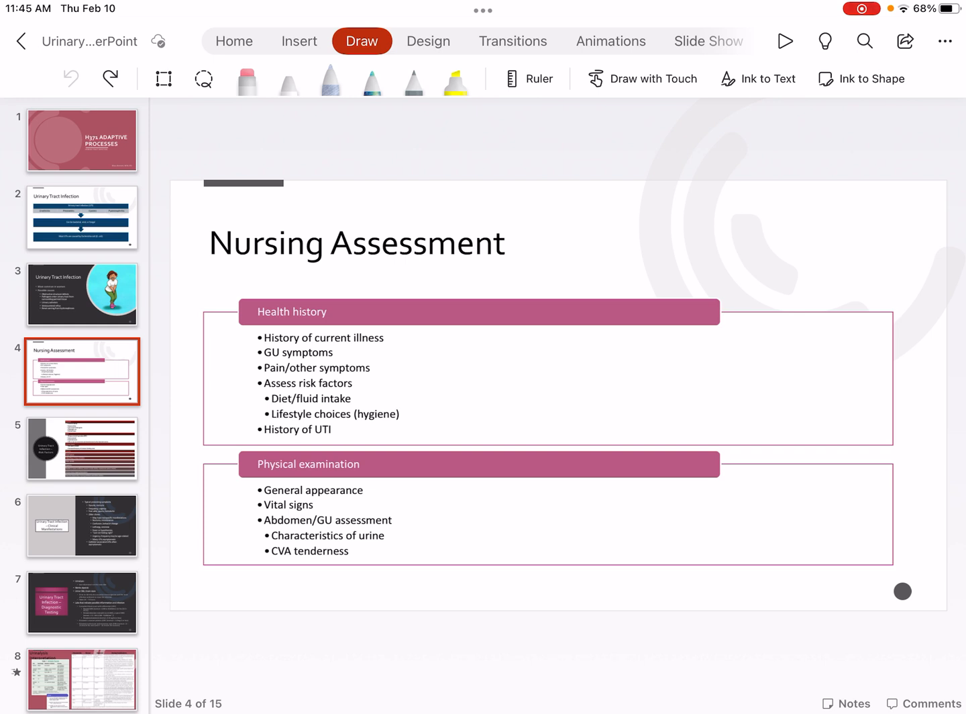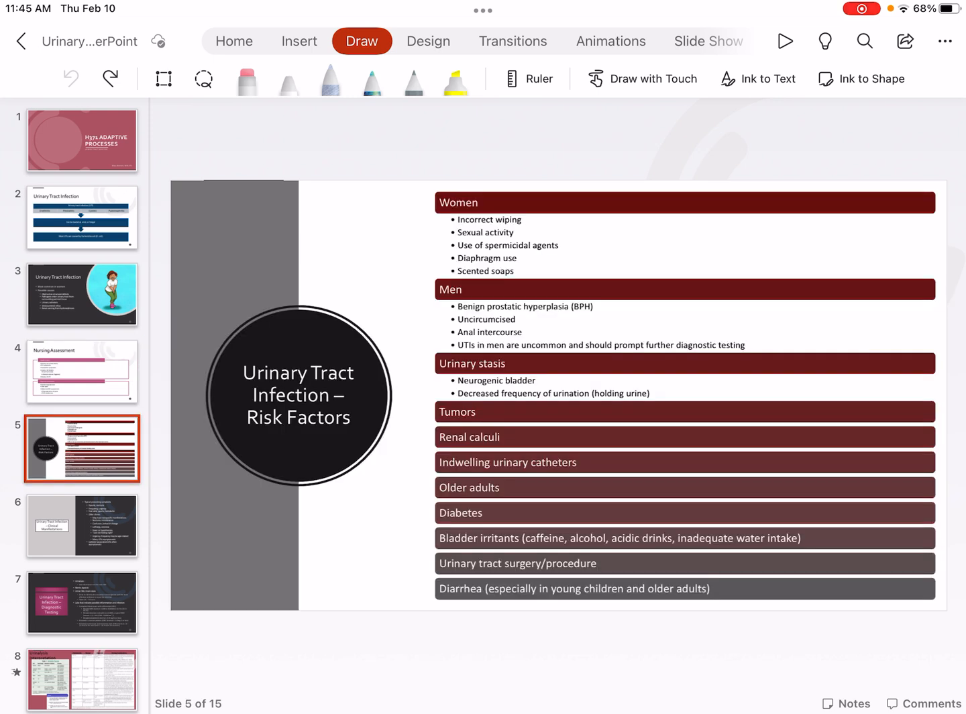So, risk factors. Women are at higher risk. We talked about that. They have a shorter urethra. And then also related to those things listed there, incorrect wiping. Women need to wipe from front to back after they urinate, but many women don't do that. They wipe from back to front, and that just pulls bacteria from their GI tract into the area of their urethra, and that would greatly increase their risk of UTI. Also, sexual activity increases their risk, use of spermicidal agents, diaphragm use, and then the use of scented soaps.